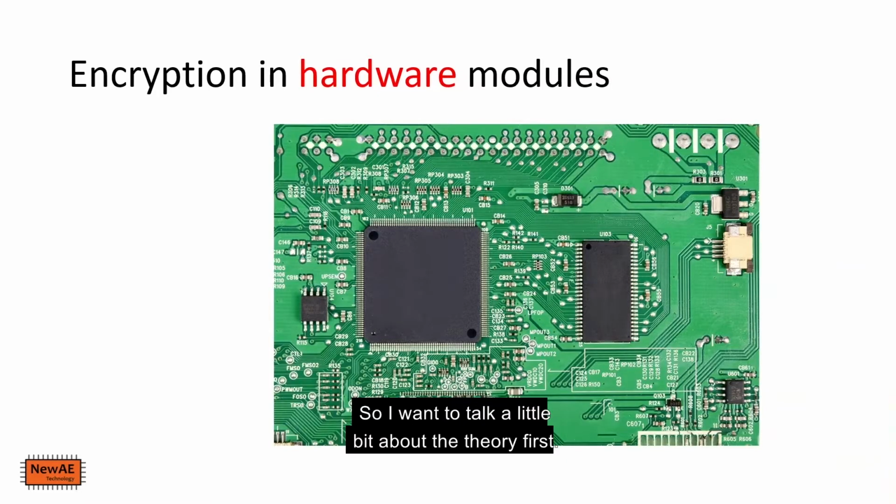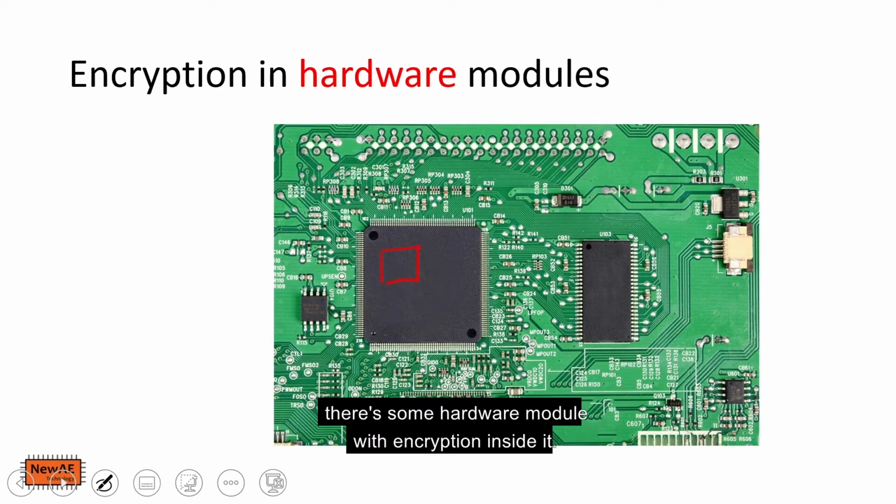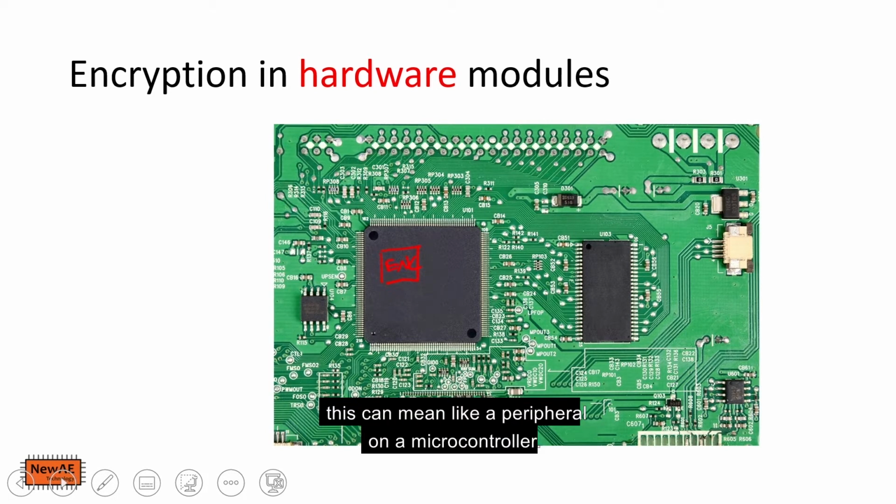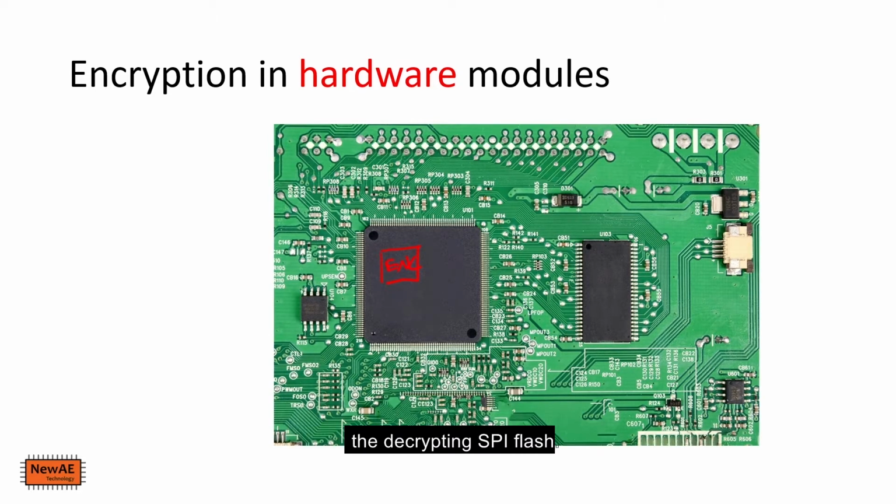I want to talk a little bit about the theory first. What we're talking about is devices where there's some hardware module with encryption inside it. When we say hardware module, this can mean a peripheral on a microcontroller. This peripheral could be decrypting SPI flash, in which case it would be called a decryption module. But the same sort of attack is going to apply.